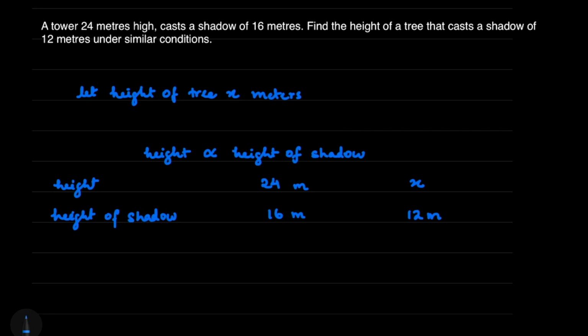It's height by height of shadow, which is going to be 24 by 16. This remains constant. So therefore, it would be the same as x by 12. Then we'll solve for x, and this comes out to be 18 meters. Therefore, the height of the tree that casts a 12-meter shadow under similar conditions would be 18 meters.